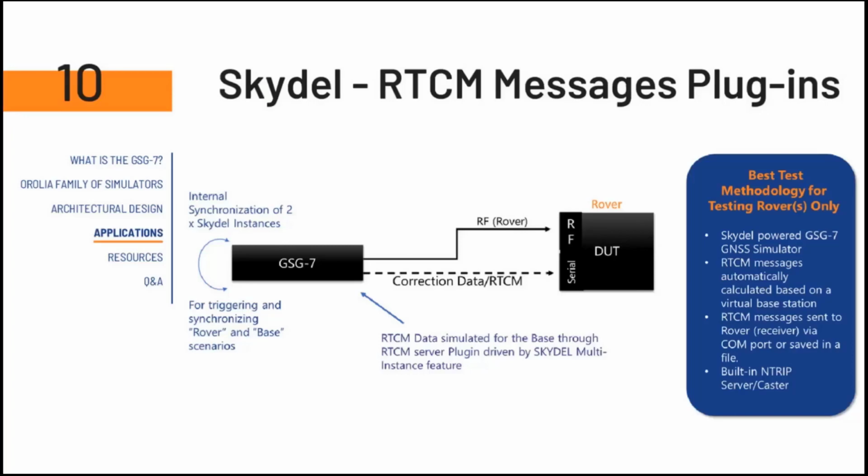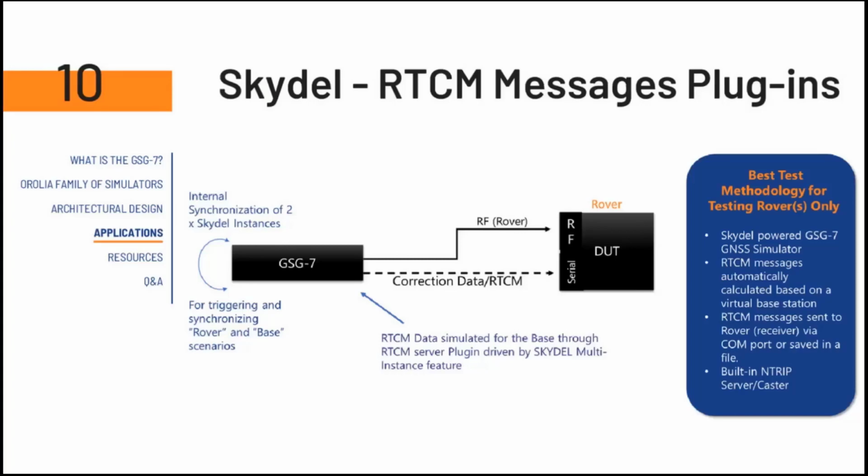And in our previous presentations, you've seen that we've said there's 3 ways to test RTK, and that's when we're using our GSG-8 or we're testing with our GSG-6, where we have the ability to use multiple RF outputs, whether it's synchronized units together, or in the GSG-8, use multiple RF outputs to simulate the base station and the rover.